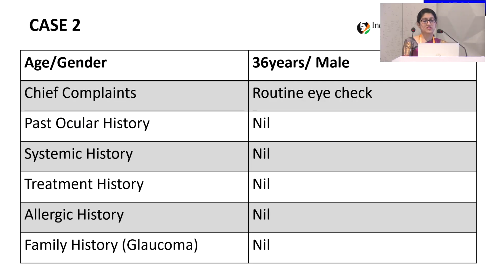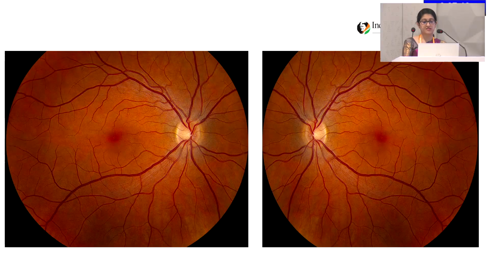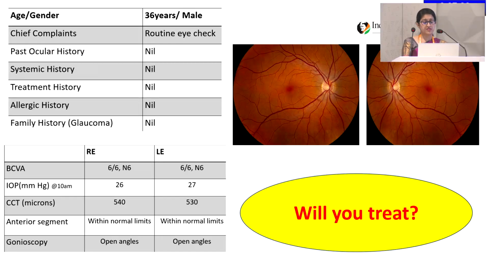We have another gentleman who came to us for a routine examination, again with a best corrected visual acuity of 6/6 in both eyes, and intraocular pressure of 26 and 27 millimeters of mercury. The anterior segment again was within normal limits, gonioscopy showed open angles, and this is the fundus picture, which was also within normal range. Considering this gentleman who came to us for a routine checkup, again the pressures were high. So would you treat this patient?